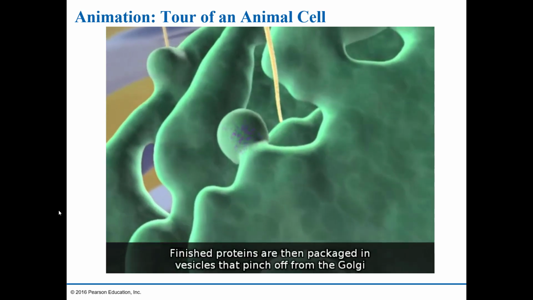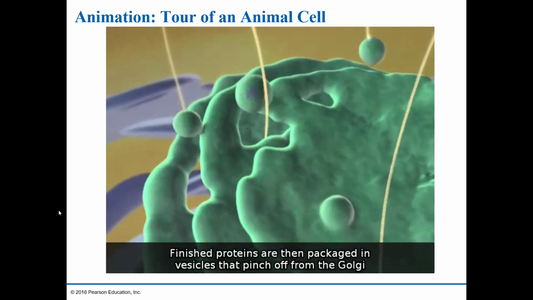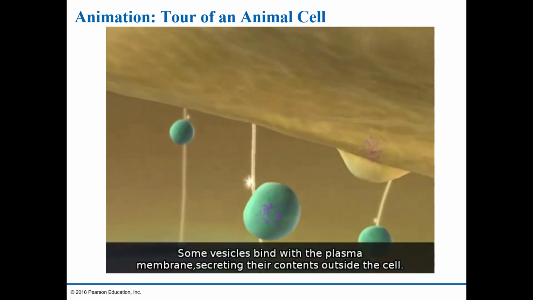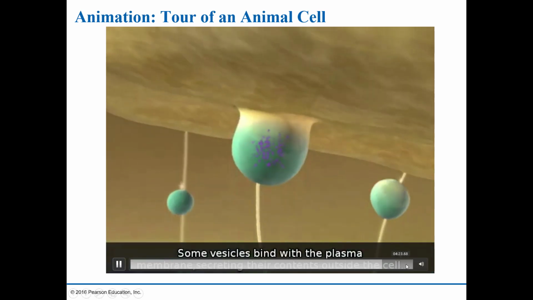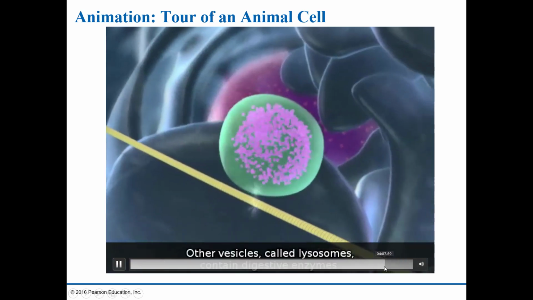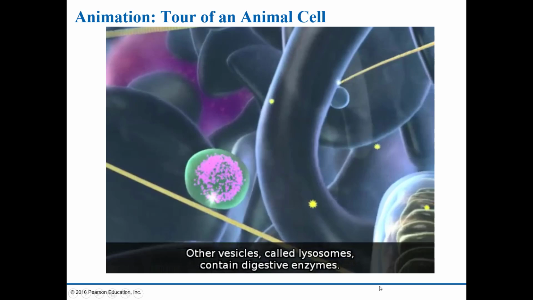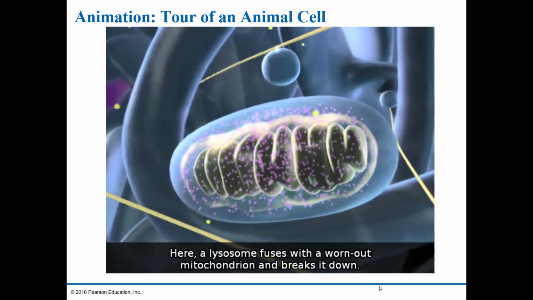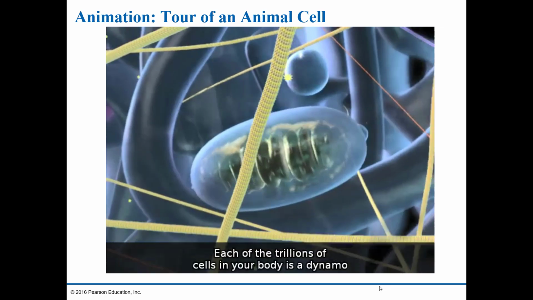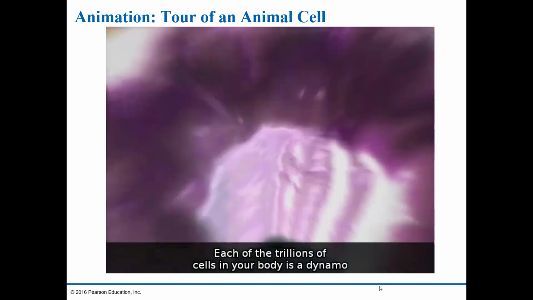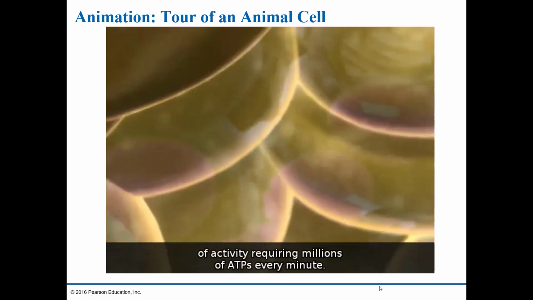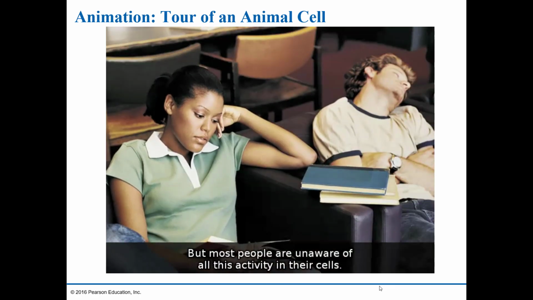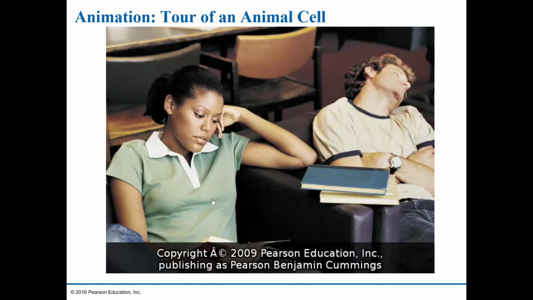Finished proteins are then packaged in vesicles that pinch off from the Golgi and are transported along cytoskeleton tracks. Some vesicles bind with the plasma membrane, secreting their contents outside the cell. Other vesicles, called lysosomes, contain digestive enzymes. Here, a lysosome fuses with a worn-out mitochondrion and breaks it down. Each of the trillions of cells in your body is a dynamo of activity, requiring millions of ATPs every minute. But most people are unaware of all this activity in their cells.